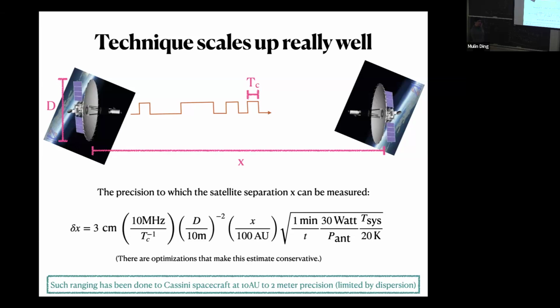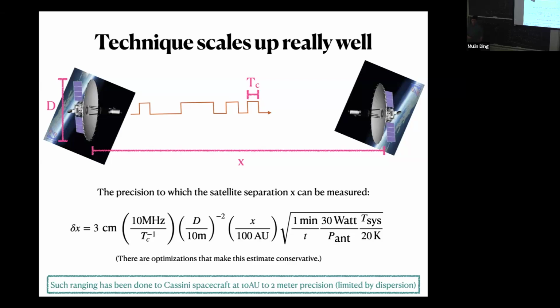This is a well-known calculation, you open up a GPS textbook. And in fact, I've even assumed the same chipping as these GPS codes. If one is broadcasting a 30-watt signal, you integrate for a minute, then they can measure their distance to a few centimeters, and likely much better with optimizations. And actually, we do this. We've been able to measure the distance to the Cassini spacecraft to 2 meters when it was at 10 AU. So we know the distances to these outer solar system probes pretty well.